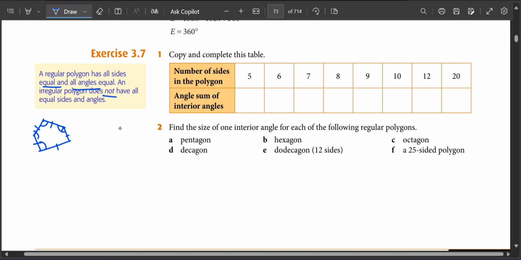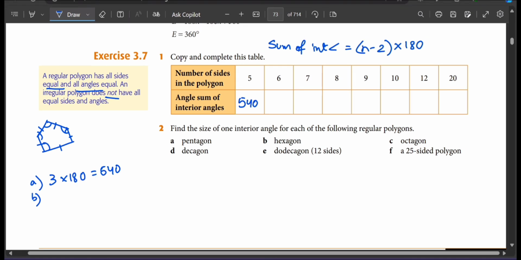So here, for the first one, we are going to do 3 into 180. For the B part, it's 3 into 180. Next, it's going to be 4 into 180. 6 will be put here, so 6 minus 2 is going to be 4. So it's going to be 4 into 180, that is going to be 720. Similarly for 7, we will put 7 here. 7 minus 2 is 5, and 5 into 180 is 900.